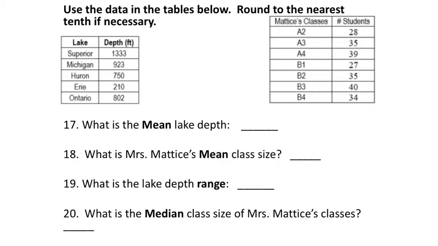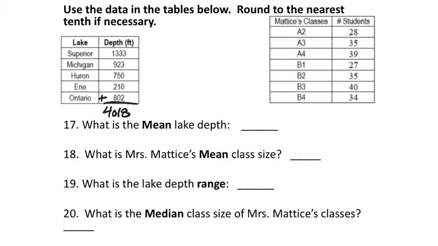So mean is the average. So we're going to take all of these values in the list, and we're going to add them together. So it's already kind of stacked for us. So I'm just going to put that in the calculator, though I'm not going to do it by hand, although you're welcome to if you like. So 1,333 plus 923 plus 750 plus 210 plus 802. Let's type that in wrong. So this gives me a sum of 4,018.